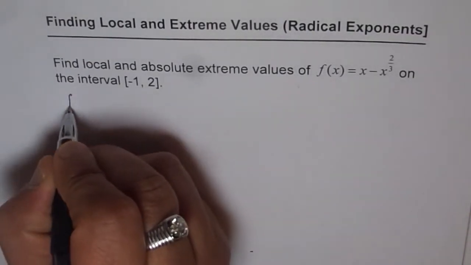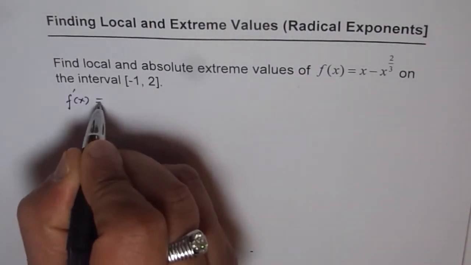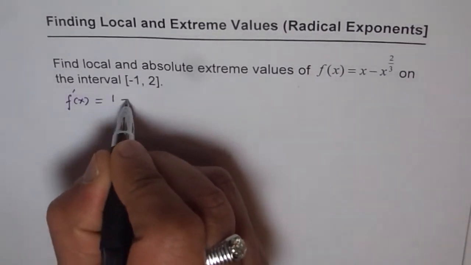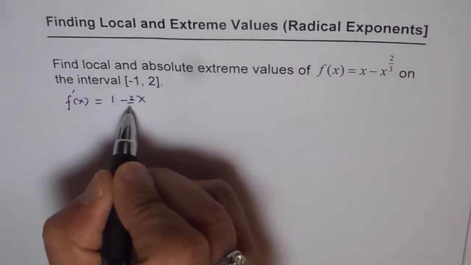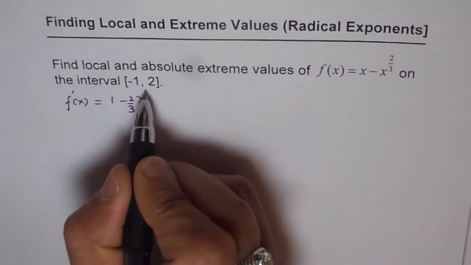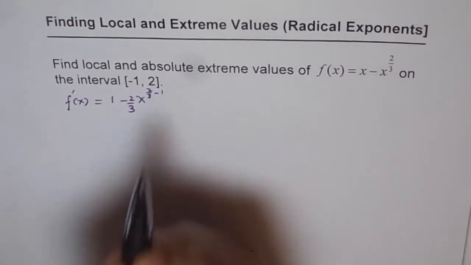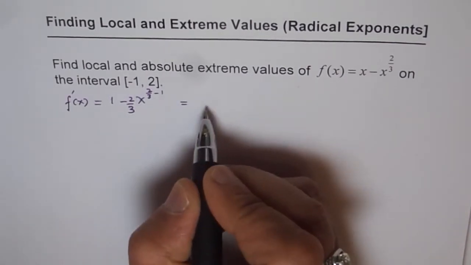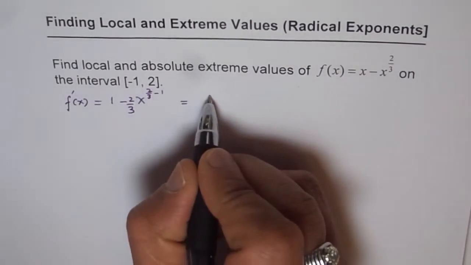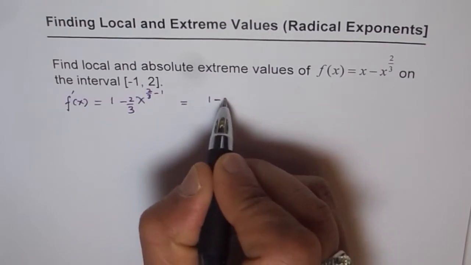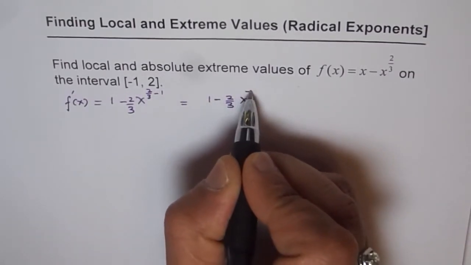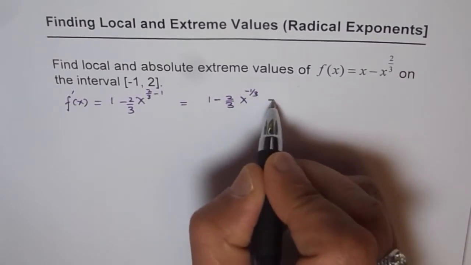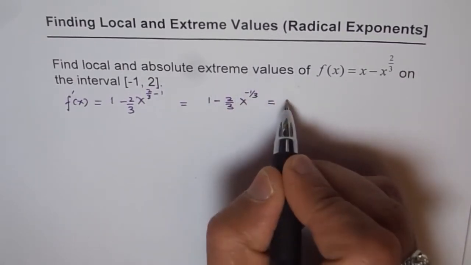So the derivative of this function, f dash x, is equal to: the derivative of x is 1, minus x to the power of 2 over 3, where the power rule is applied, so 2 over 3 will come here and the exponent will be 2 over 3 minus 1. This could be simplified, and we could write this as 1 minus 2 over 3 x to the power of minus 1 over 3, right? We can take x to the power of minus 1 over 3 common.